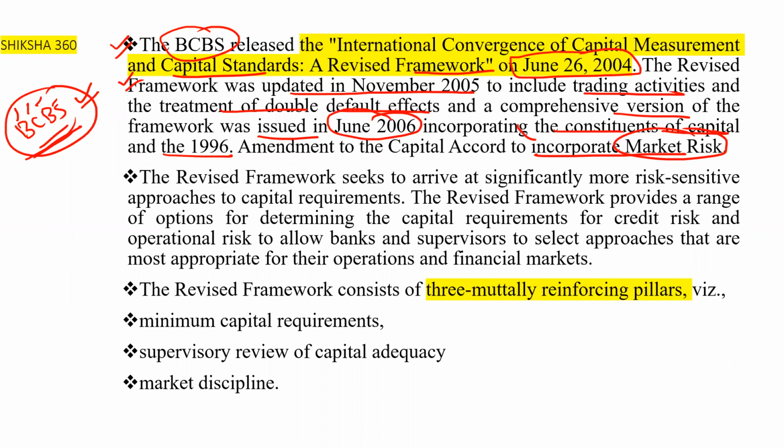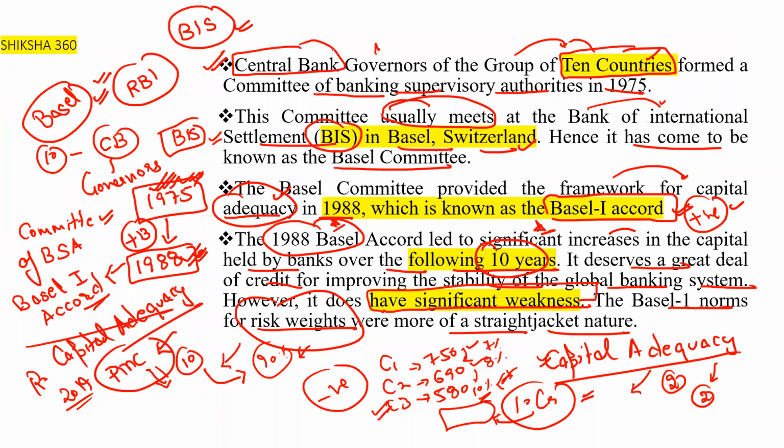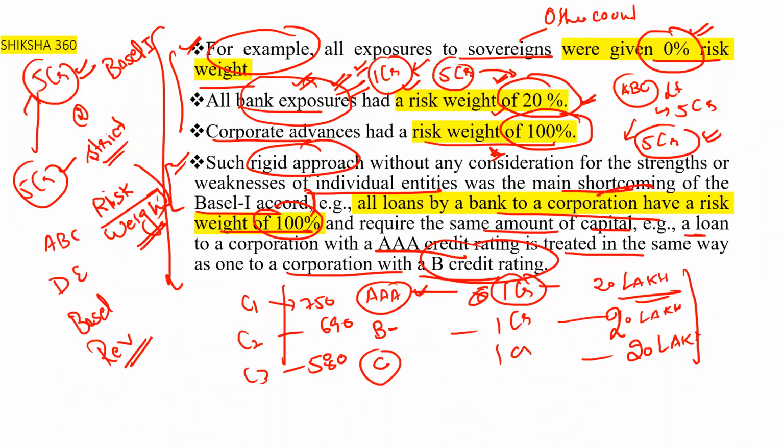You have to understand that time to time they change the frameworks. In 1996, they included market risk under the Basel 1 norm, as an amendment to the capital accord. Market risk is to be included in Basel 1 norm in 1996. You have to remember that.